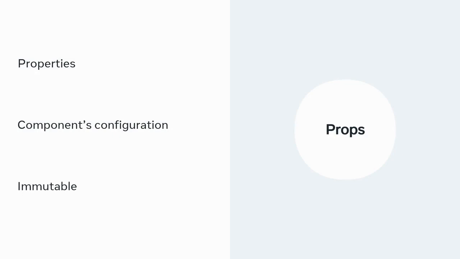Props, which is a shorthand for properties, are a component's configuration. They are received from parents in the tree and are immutable as far as the component receiving them is concerned. A component cannot change its props, but it is responsible for putting together the props of its child components.